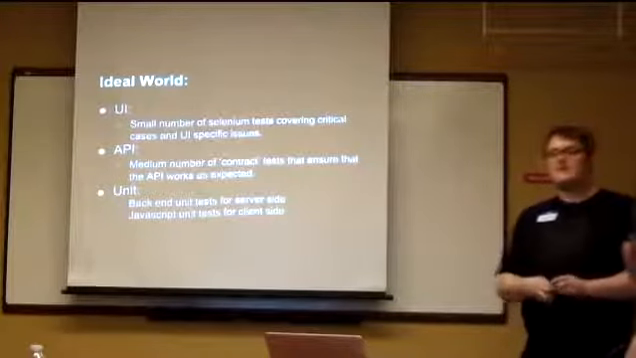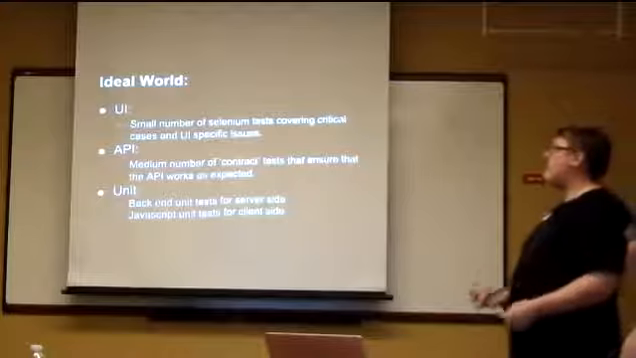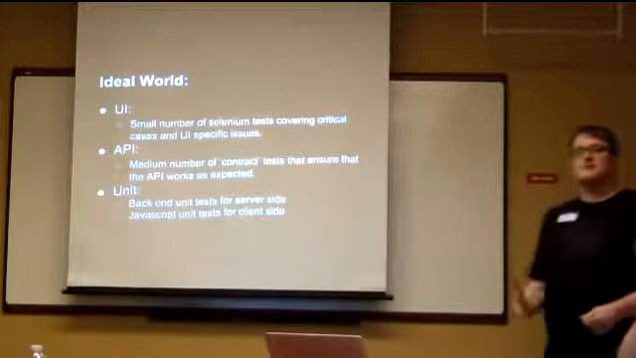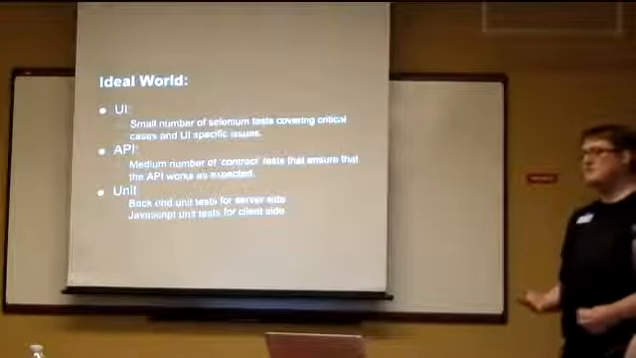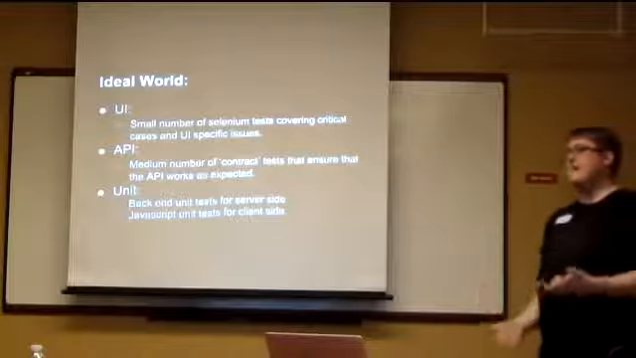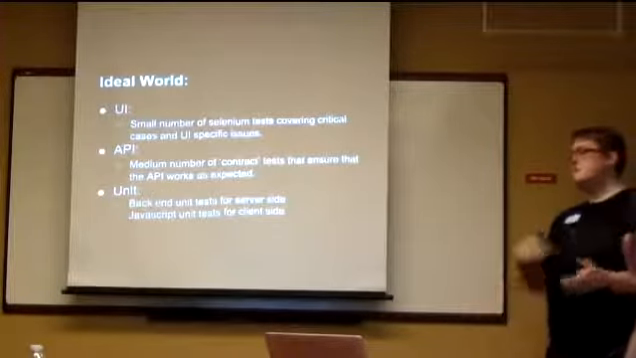I don't really have time to automate things people don't care about. At the API level, I would have a medium number of contract tests that ensure that the API works as expected. There's a lot of good resources to read about testing APIs. From a QA perspective, what we care about is, does the API present what it says it presents? And does it do the thing it says it does? So there's two steps to that.